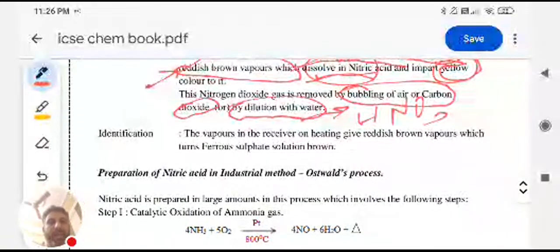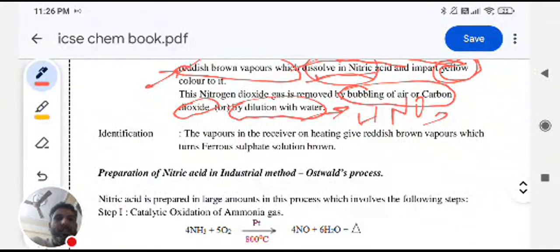Next, identification test for nitric acid. So when you take this nitric acid vapors and condense it, and when you heat it along with copper metal, it releases reddish brown vapors.